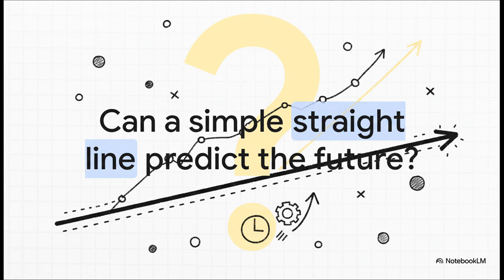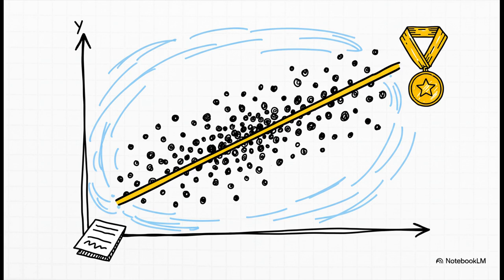Let's see how. Just think about it for a sec. We all kind of feel that higher SAT scores usually lead to higher GPAs, right? But it's never perfect. If you actually plot out that data, you just get this cloud of dots. The big challenge, and where the magic of regression comes in, is finding that one single line that slices through that cloud in the best way possible.